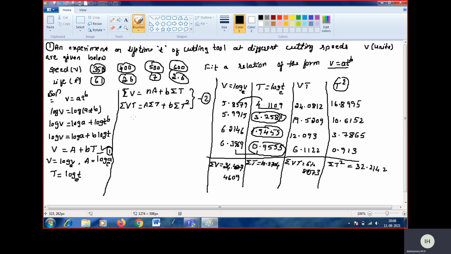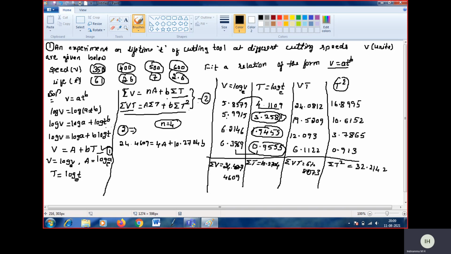Now substitute all these values in the normal equations, that is in equation 2. So now equation 2 becomes summation of V, 24.4609, is equal to n. N is number of terms, 1, 2, 3, 4 terms. So n is equal to 4. That is 4 into A plus summation of T into B. What is summation of T? 10.2704 into B.